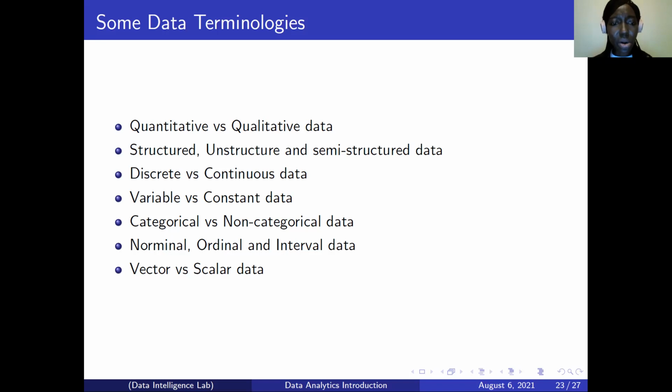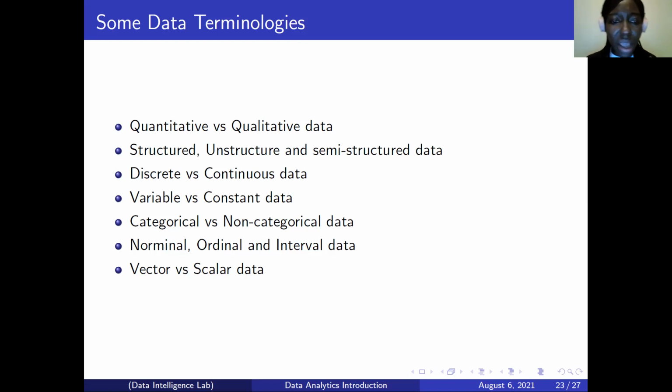And you have categorical data. Categorical data are data that can be classified, data that can be put into different buckets. And you have non-categorical data, like your integers. They are not classified into buckets, they can take any data value within a range of numbers, integers or floating numbers.